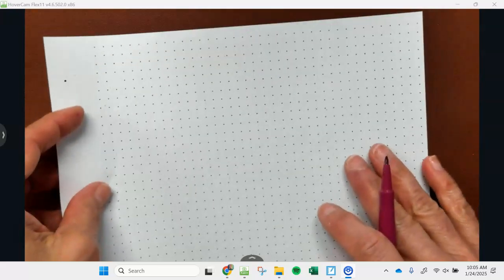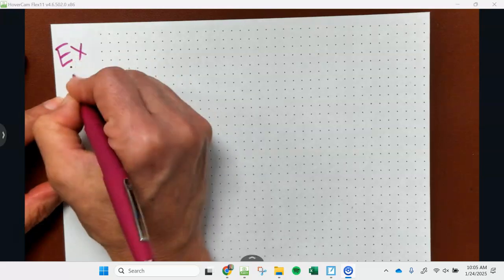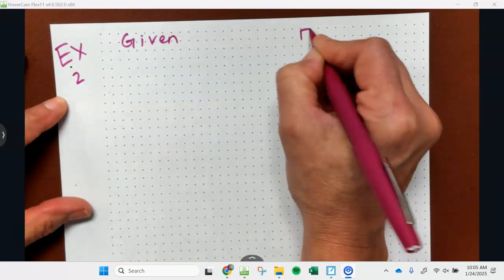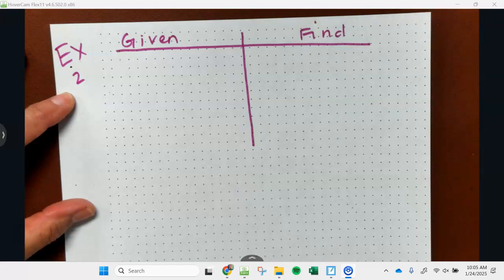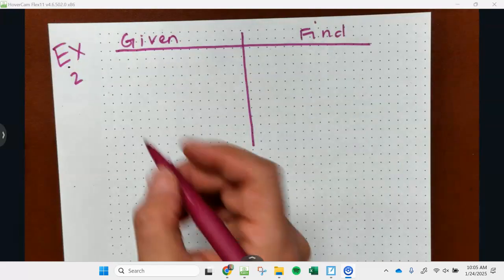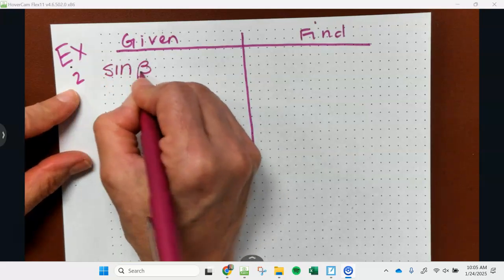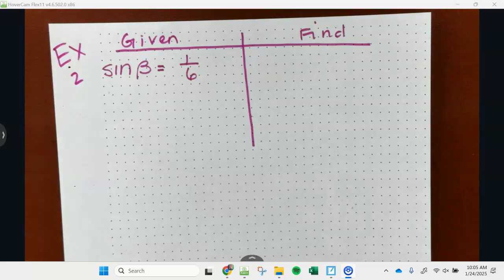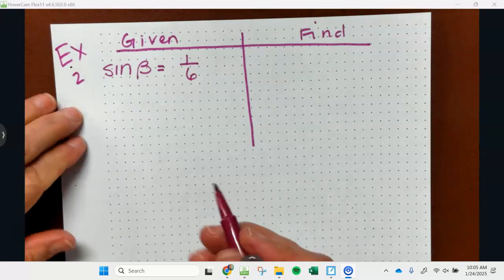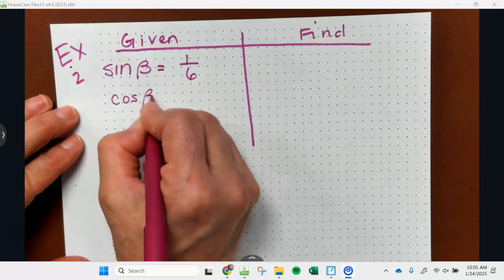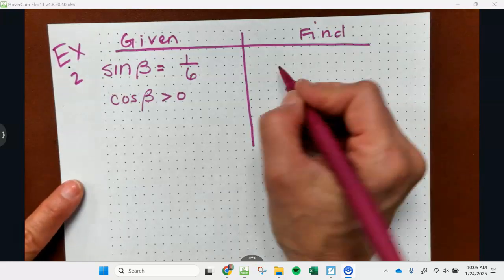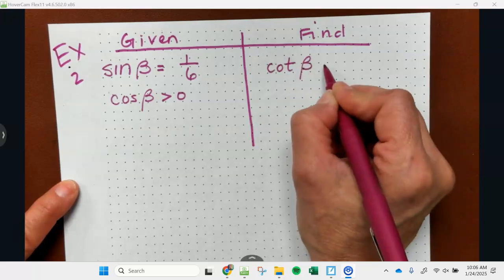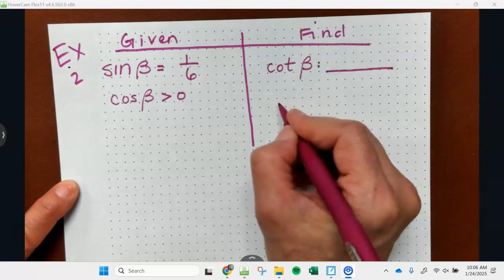So let's take a look at example 2. So for example 2, I'm just going to make a chart again of what's given and what we need to find. All right, here's what's given. We know that sine beta equals 1/6. We also know cosine beta is greater than 0. Here's what we got to find, guys. We have to find cotangent beta. And we also need to find secant beta.